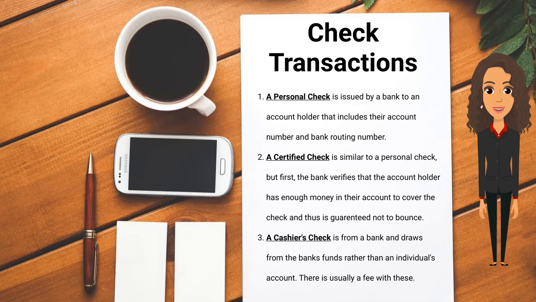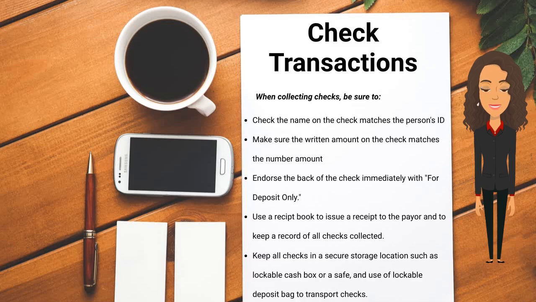A personal check is issued by a bank to an account holder that features their account number and bank routing number. A personal check draws funds out of the account holder directly. A certified check is like a personal check, but first the bank verifies that the account holder has enough money in their account to cover the check and is guaranteed not to bounce. A cashier's check is from a bank and draws from the bank's funds rather than an individual's account. Since the bank is responsible for these types of checks, they usually charge a fee and are usually used in major transactions like buying a house.